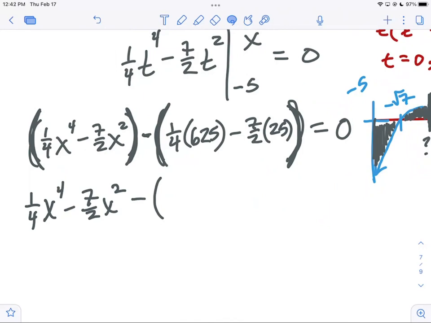Okay. So 625 divided by 4. Does 4 go into 625 evenly?